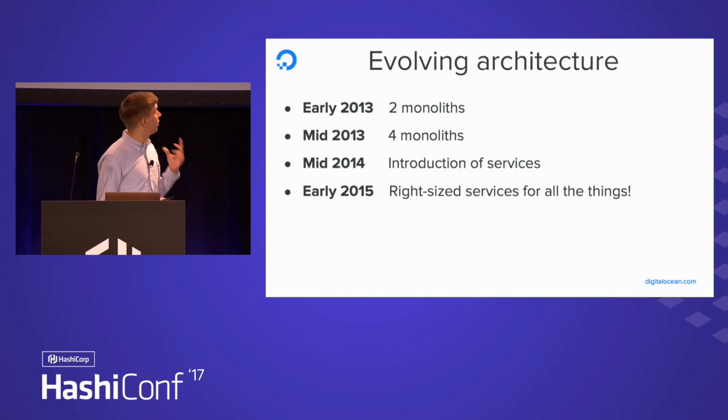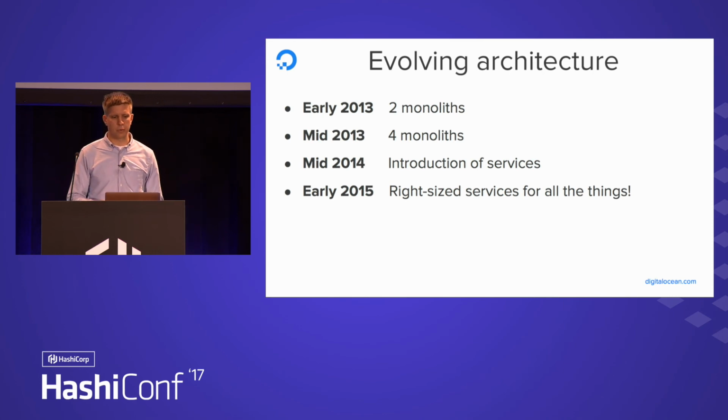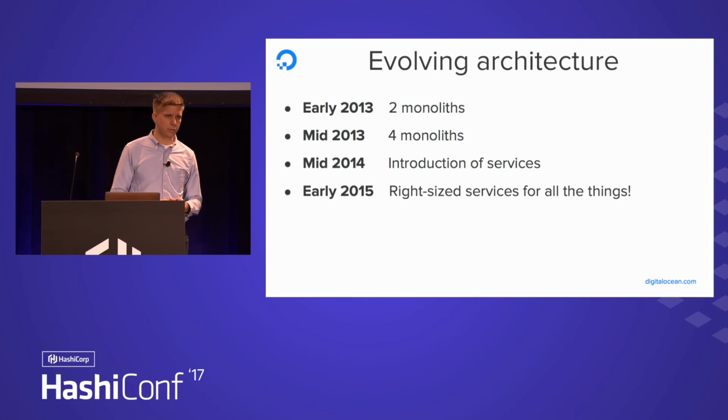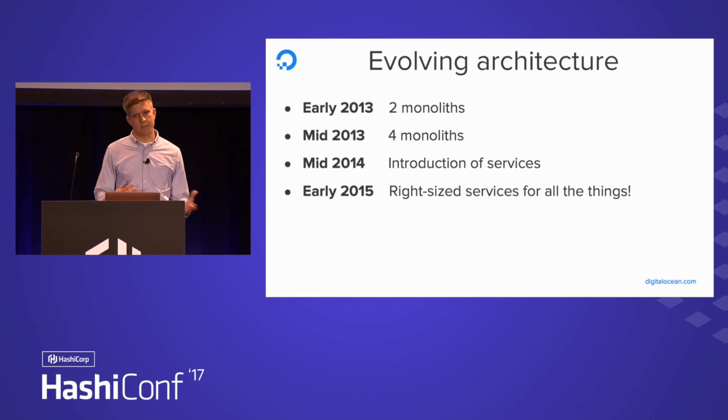back in early 2013, we basically had 2 monoliths. And I think a lot of companies start this way. It's a pretty reasonable way to start. We had what we lovingly called the front end and the back end. That's not very creative, but it was enough to get the company going, and it provided us with the ability to provide a service to our customers.